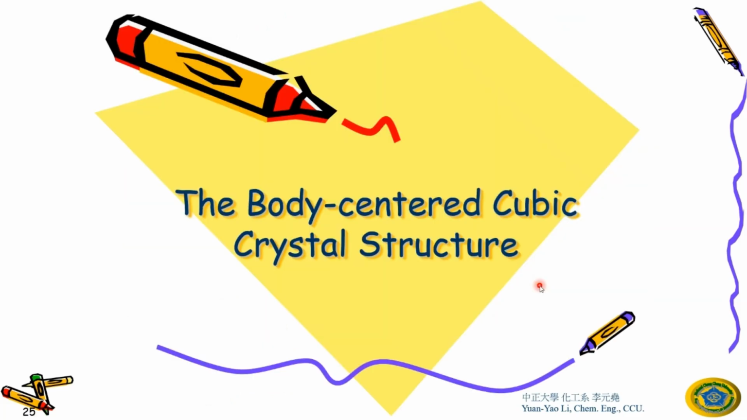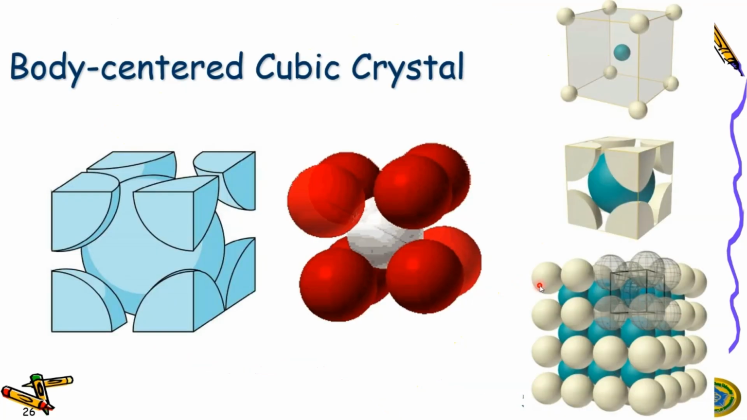Okay, let's take a look at the second case, which is the body centered cubic crystal structure. This is called body center. Why do we call it body center? Because you have atoms in the 8 corners, and you have one atom in the center of this unit cell. So this is called body centered cubic crystal.